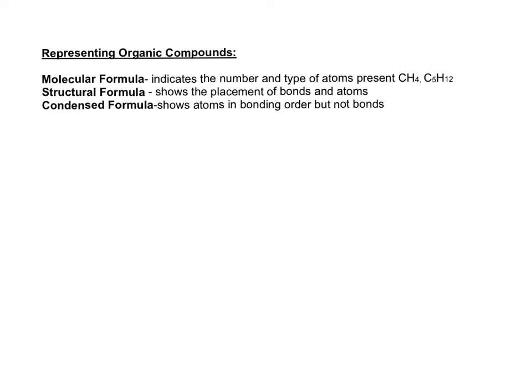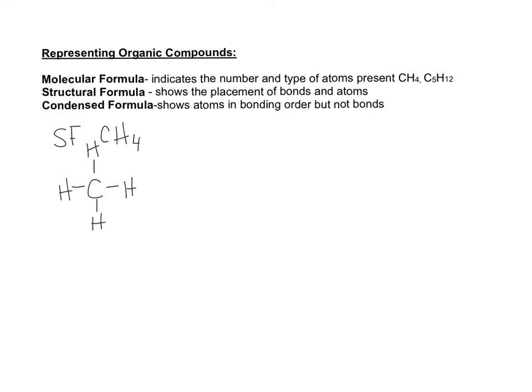The structural formula shows the placements of bonds and atoms. So the structural formula for methane will be 1 carbon, draw the 4 covalent bonds that it makes, and then put in your hydrogens. So this shows the bonds and the hydrogens.